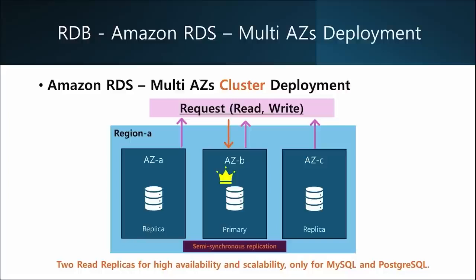There is a cluster replication method during multi-AZ's replication. Cluster replication is to place two replicas on one primary instance. Here, both read and write are possible in the primary and read is possible in the replica, which is a copy. This method is replicated semi-synchronously, and this method is only provided by MySQL and PostgreSQL engines.